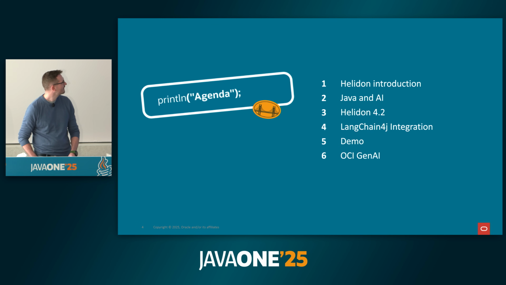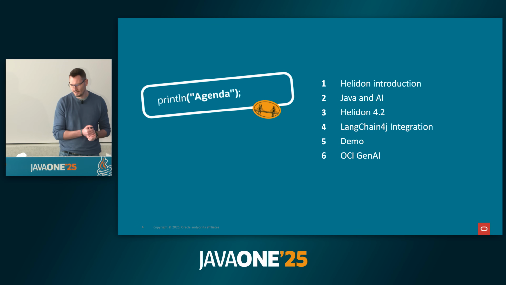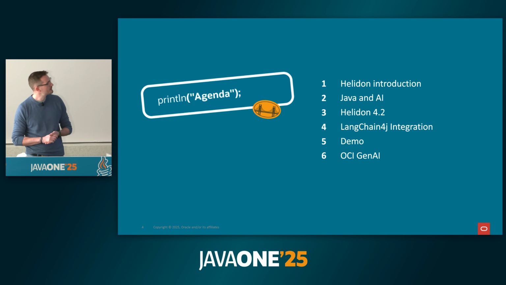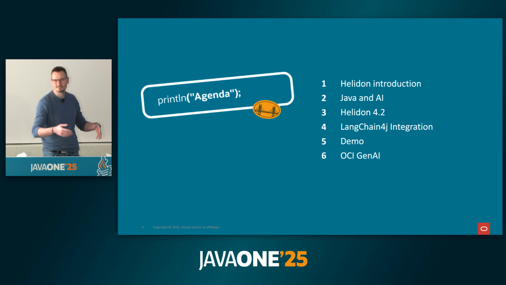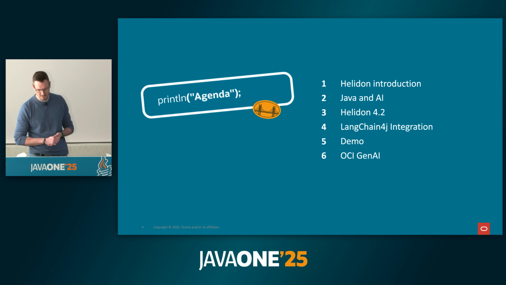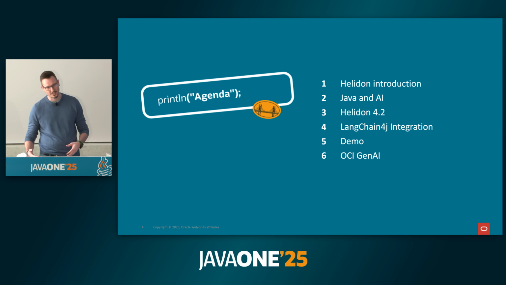And this is the agenda. First, we will do a quick Helidon introduction. So for those who haven't heard about Helidon yet, what it is and what's so cool about it. Second, we will take a look at using AI in Java, a little in general. So of course, we will be talking about LangChain4j, right? Then what is new with the very fresh release of Helidon we have. It's just a few days old.